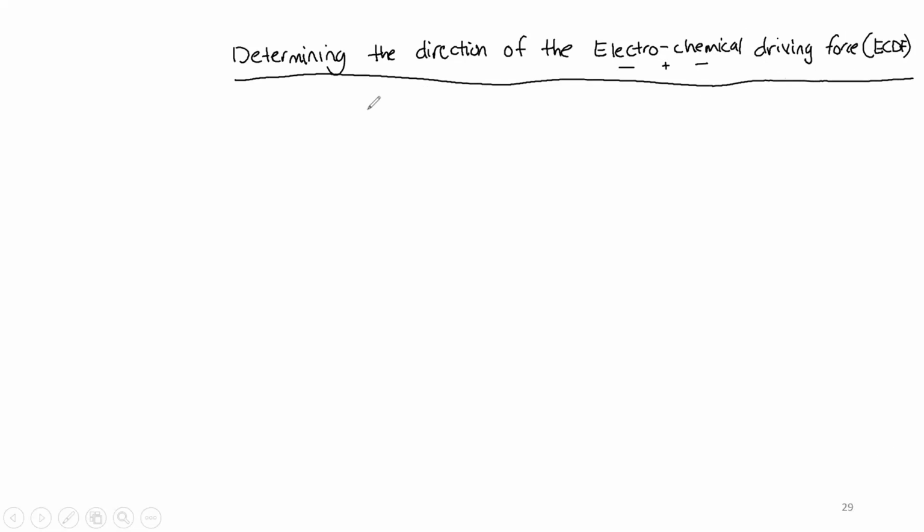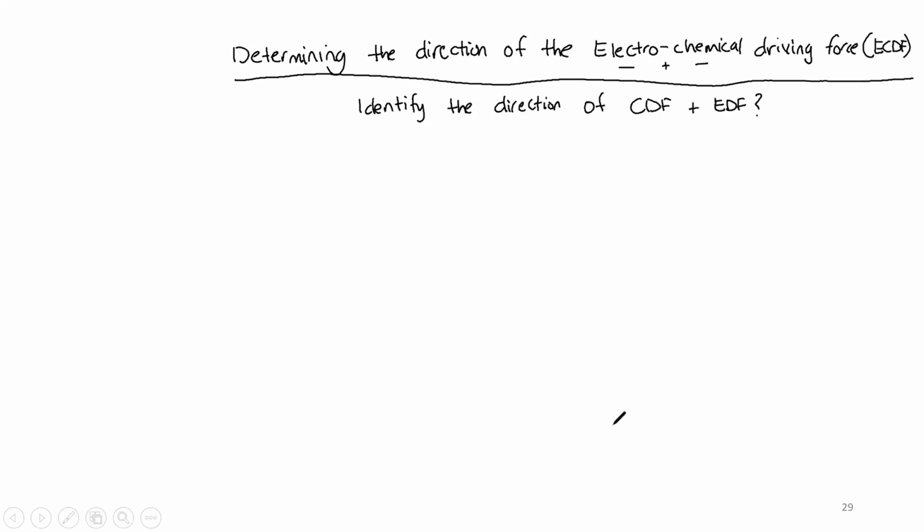So first thing we want to do is identify the direction of the separate forces. We identify the direction of the individual forces, so the chemical driving force and the electrical driving force. That's the first thing we do. Is it going into the cell, out of the cell? And we do so for them individually.